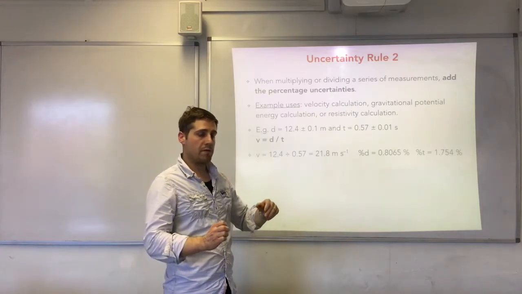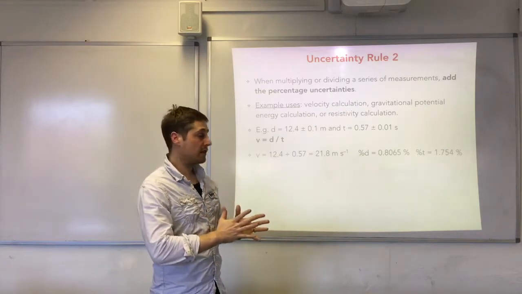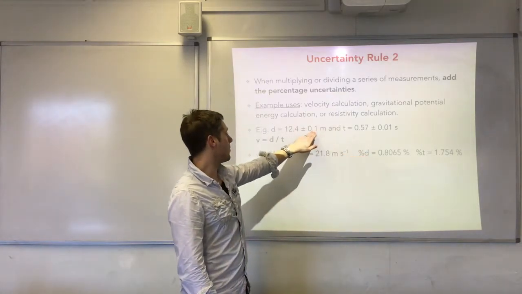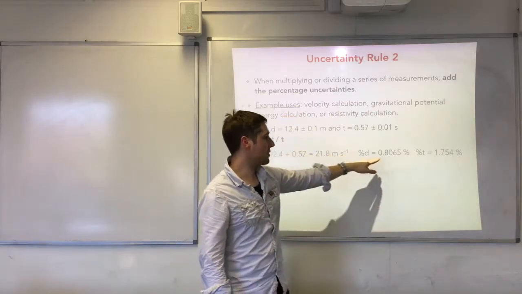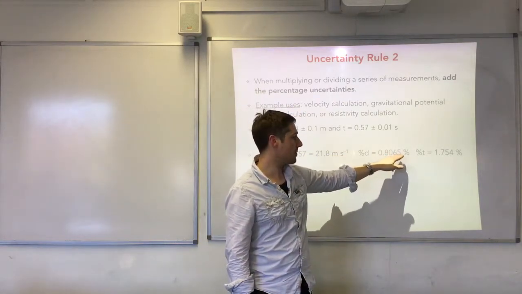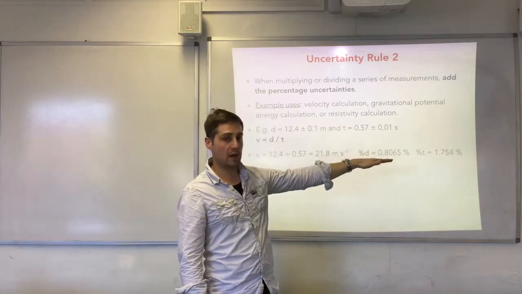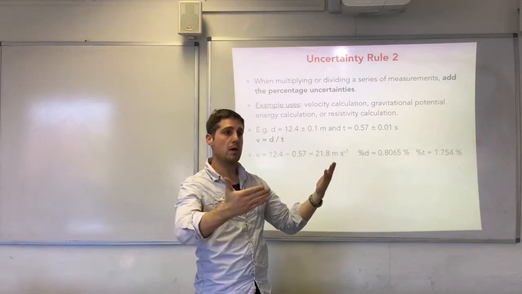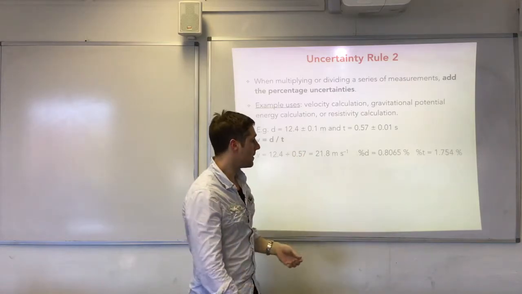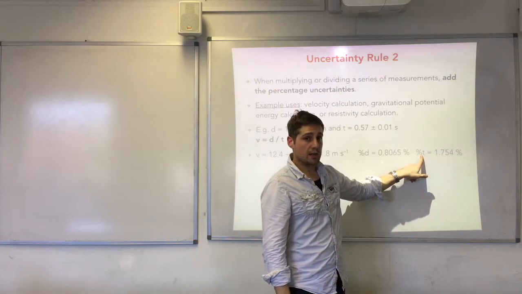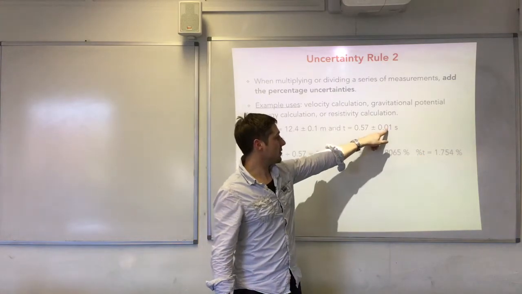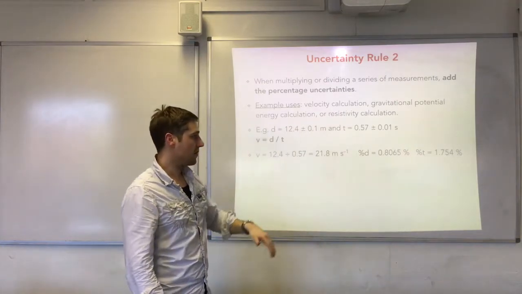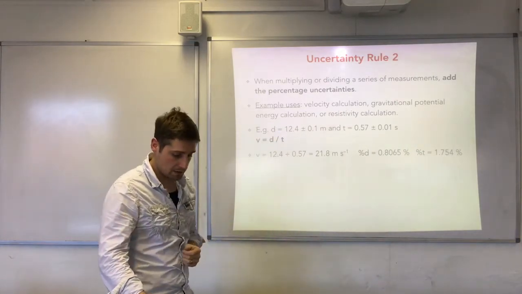And now we've looked at the calculation of percentage uncertainties already. So I've calculated the percentage uncertainty for D as 0.1 divided by 12.4 multiplied by 100 gives me 0.8065%. I'm leaving all my values here to 4SF until the end, where I will then reduce the SF to whatever I need. The percentage uncertainty for T is 0.01 divided by 0.57 multiplied by 100 gives me 1.754%. So I've just stated those values there, but that's how you calculate them.